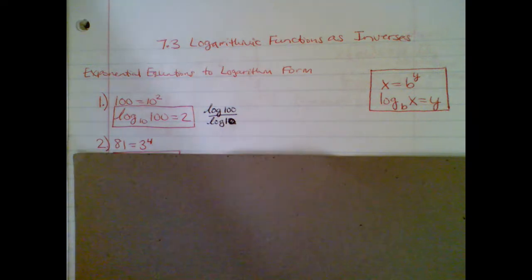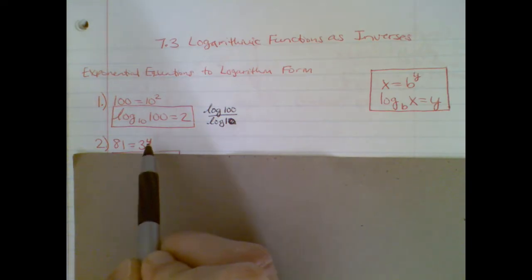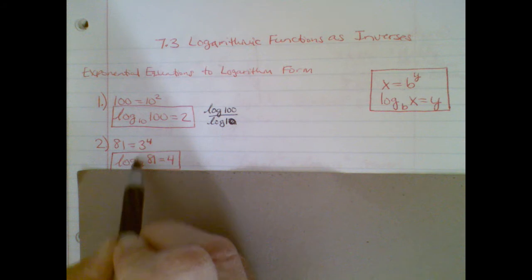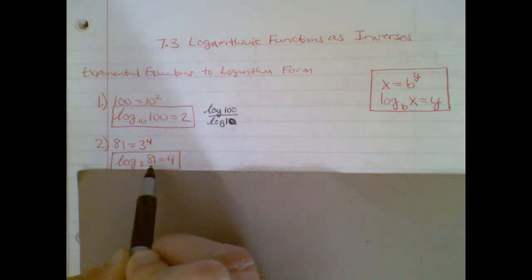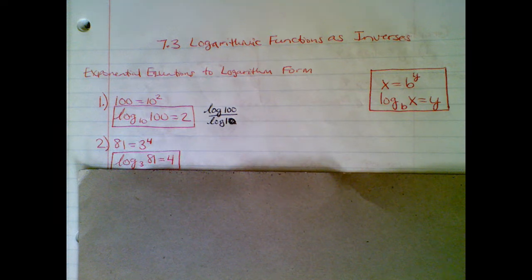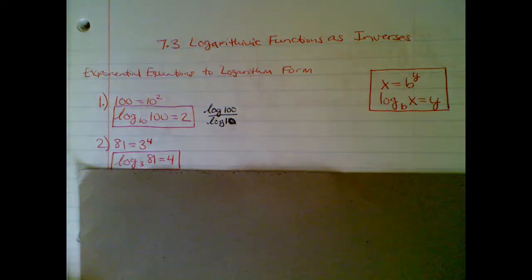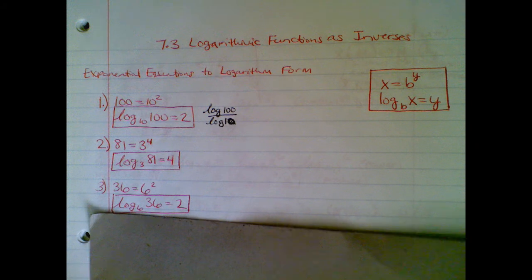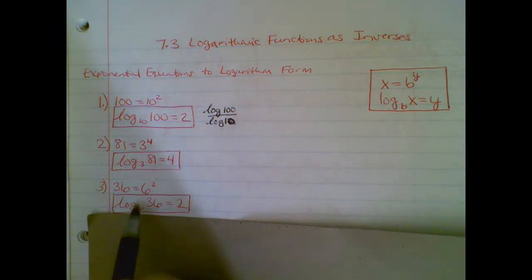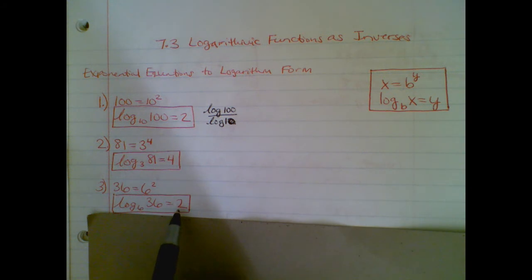This next one, we have 81 equals 3 to the fourth power. So if we want it in logarithm form, we would have log base 3 of 81 equals our exponent, which is 4. The next example, we have 36 equals 6 to the second power. So the log base 6 of 36 equals our exponent of 2.